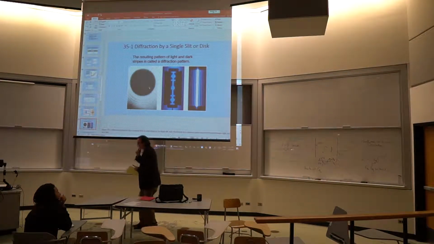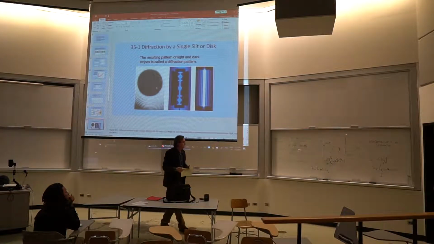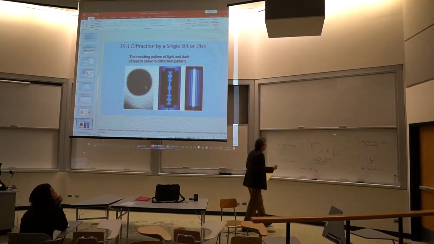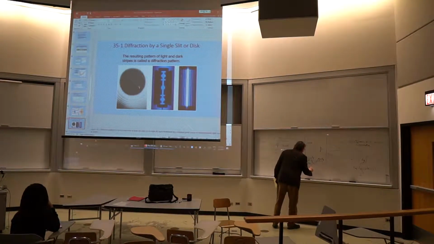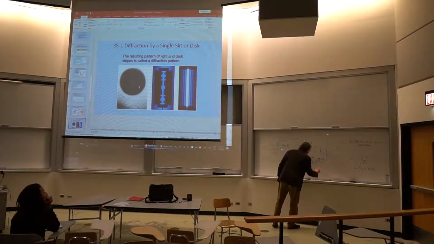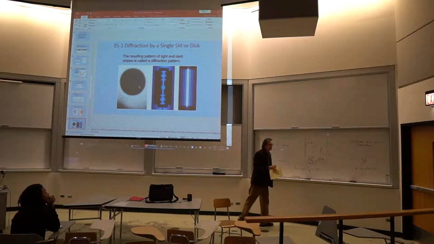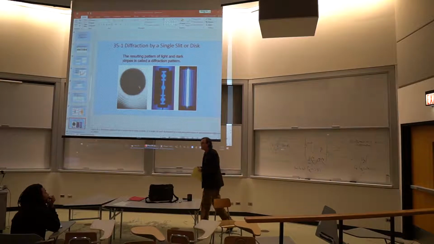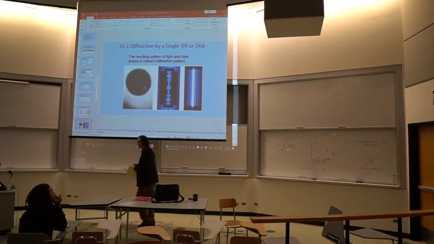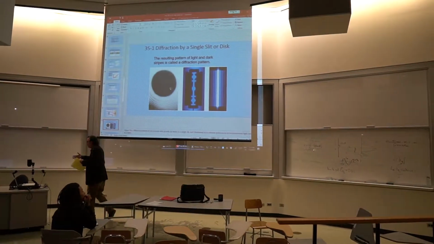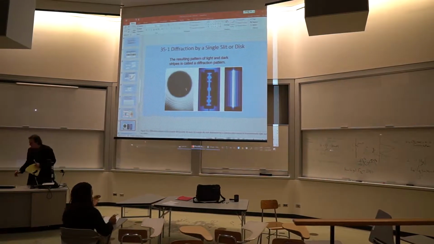Once we get E theta 0, then we can calculate the intensity as a function of theta, right? And that's the answer that we're after. How does the intensity change as a function of angle from the central maximum?